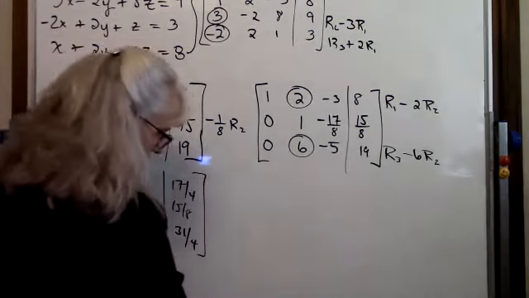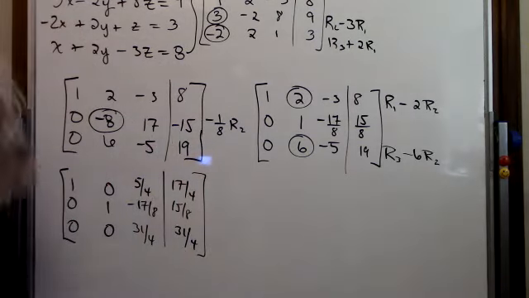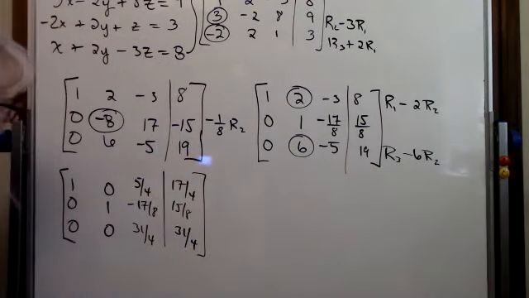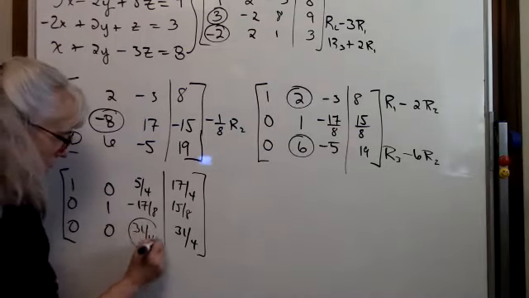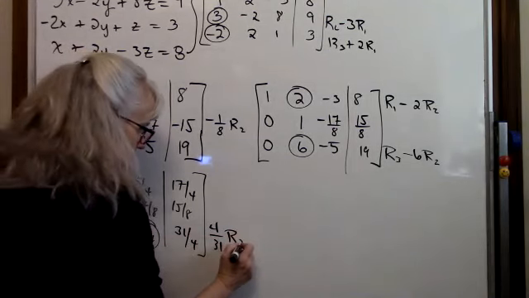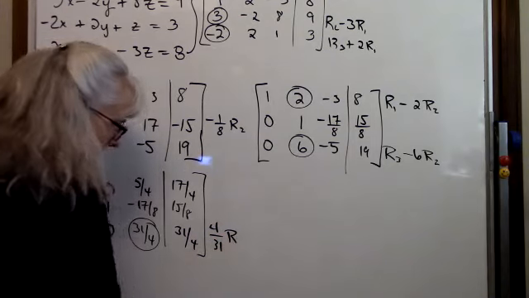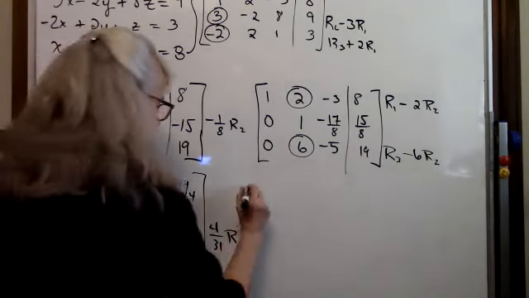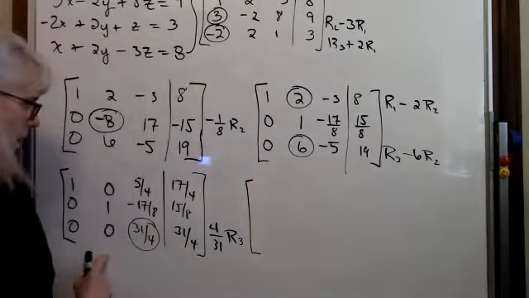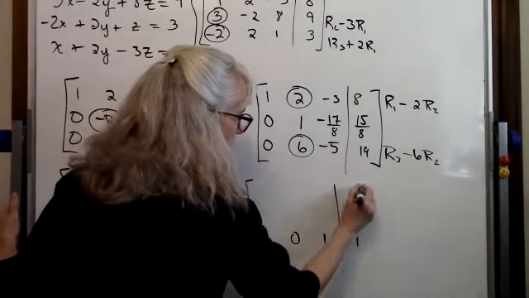Again, you're more than welcome to just use your calculator and do the fraction work on the calculator. I'm not testing your 5th grade math right here. Okay, yay, we've got the first 2 columns where they need to be. So now we need to come in and get this guy to be a 1. So all we have to do is take 4/31 times row 3. So that'll give me my bottom row of 0, 0, 1, 1, which is really nice.